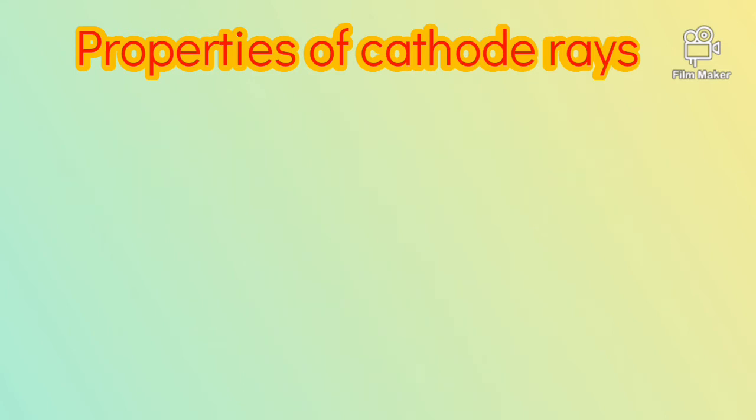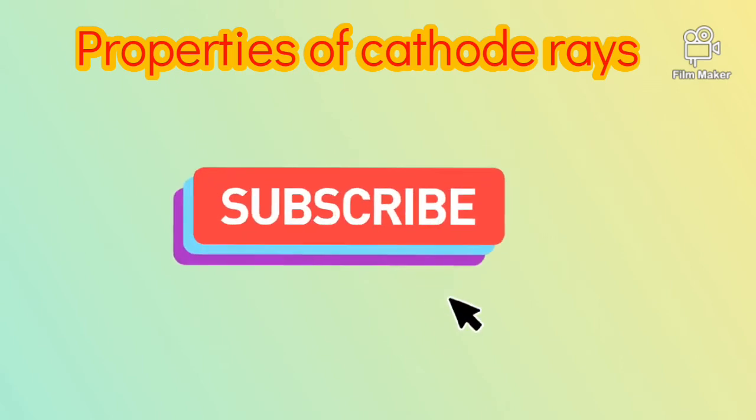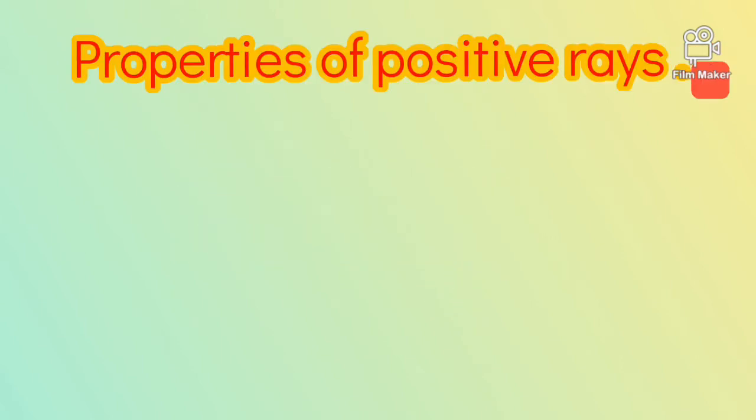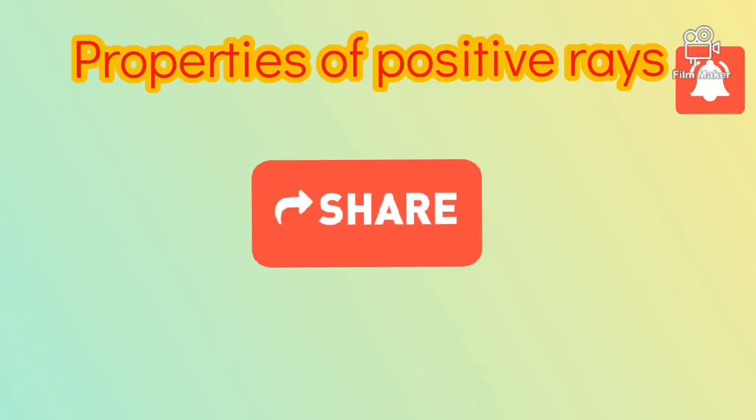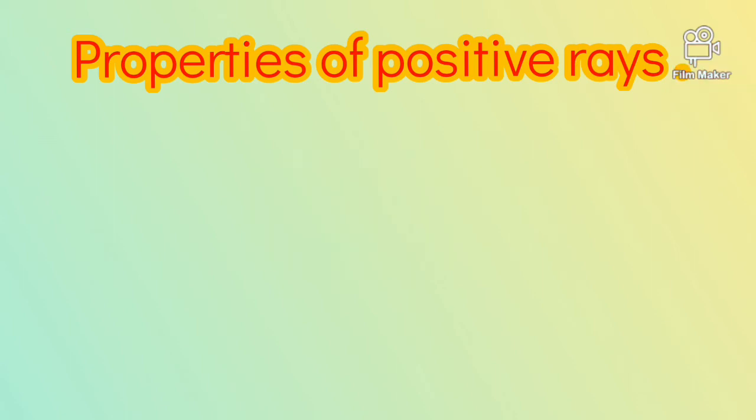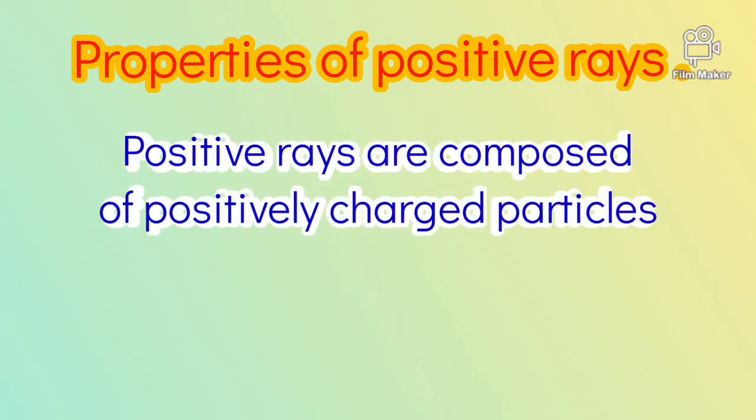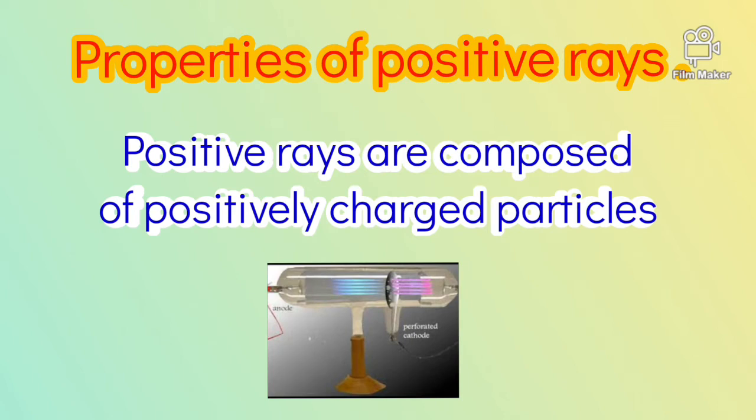After discussing the properties of cathode rays, we will discuss the properties of positive rays. What are the properties of positive rays? First property, positive rays are composed of positively charged particles.